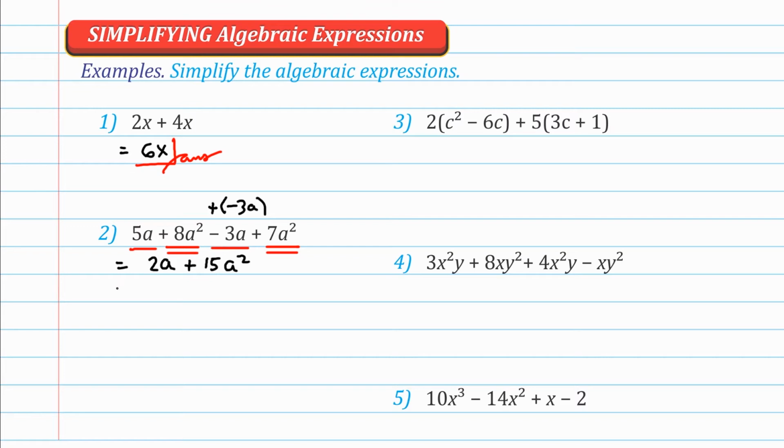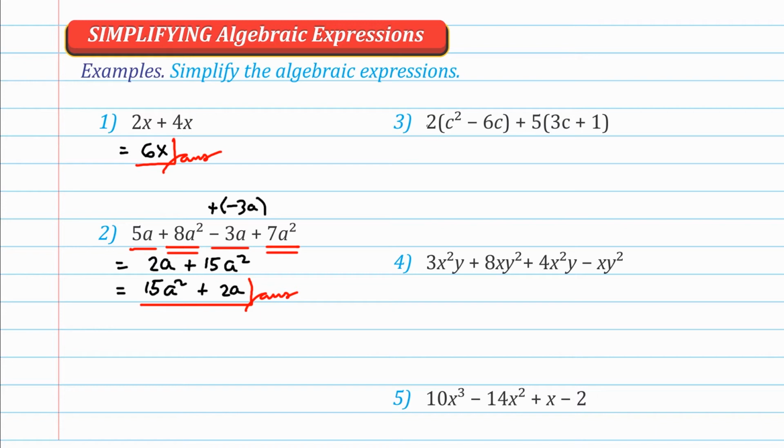However, it's always best to arrange our terms in descending order of degree. Dito, ano na nga ang order nito? The exponent is 1, therefore the order is 1. Ito, the exponent is 2, the order is 2. The degree I mean is 2. Therefore, it's best to write 15a squared first and then followed by 2a. So this is the answer. That's how we simplify the second example.